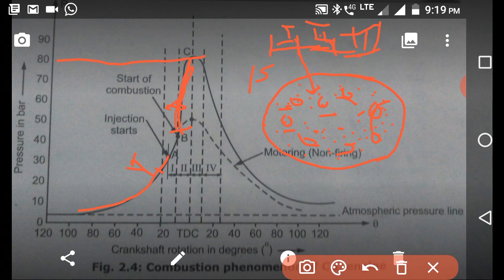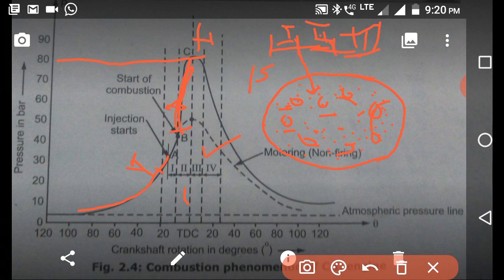This third stage we call the controlled combustion, and it is shown by these two dotted lines. So the heat evolved at the end of the controlled combustion is about 70 to 80 percent of the total heat of the fuel supplied during the cycle.